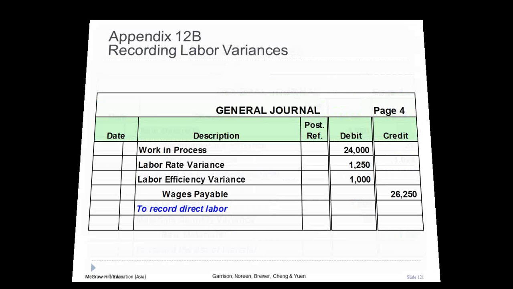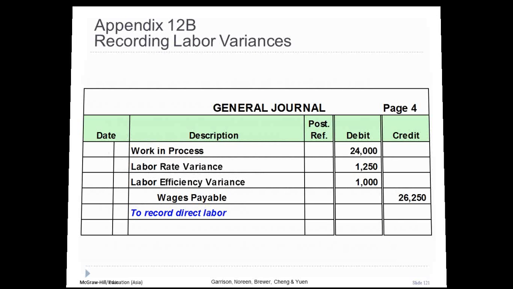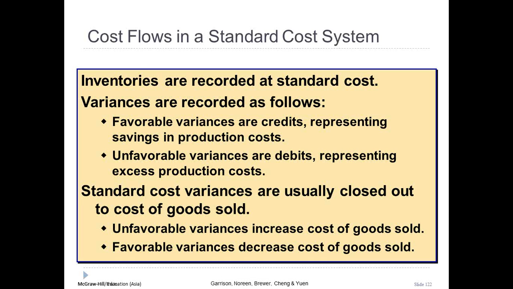Here we see the entry for the incurrence of direct labor. Both labor variances are unfavorable and recorded with debits. The entries into the various accounts are made at standard cost, not actual cost. The differences between actual and standard costs are entered into special accounts that accumulate the various standard cost variances. Standard cost variance accounts are usually closed out to cost of goods sold at the end of the period. Unfavorable variances increase cost of goods sold, and favorable variances decrease cost of goods sold.